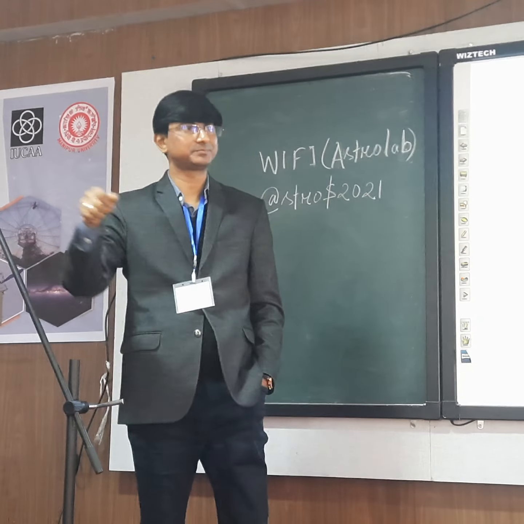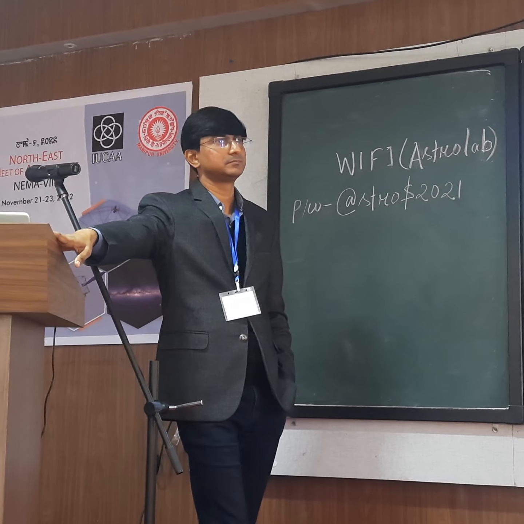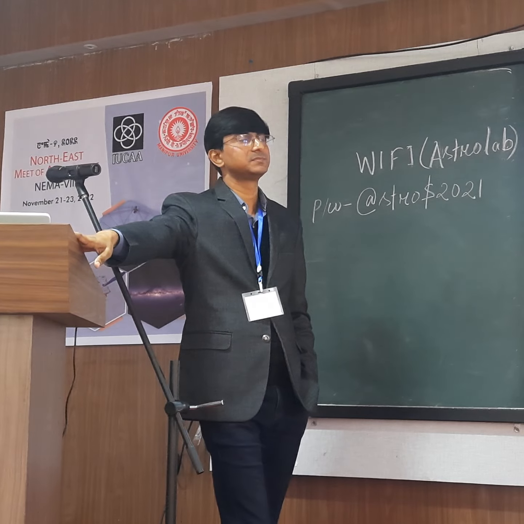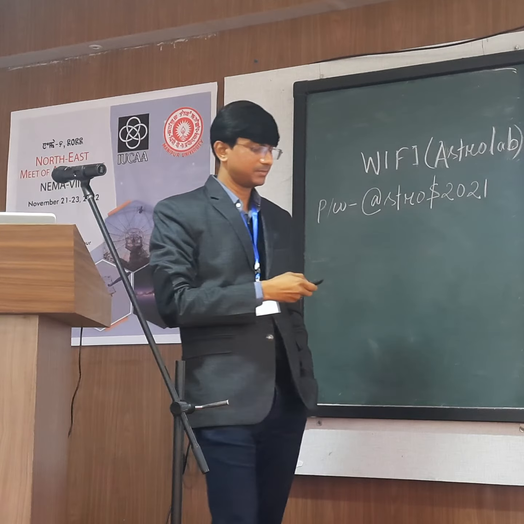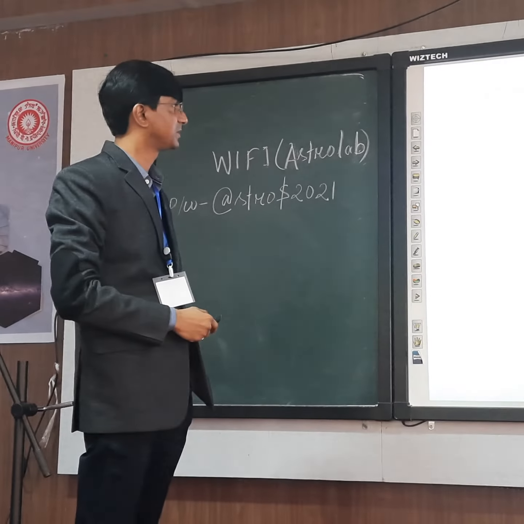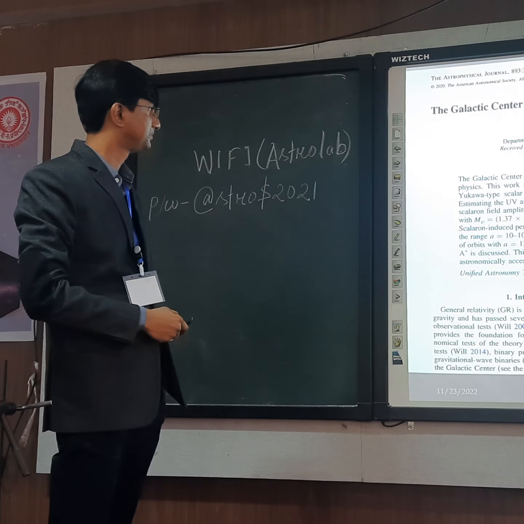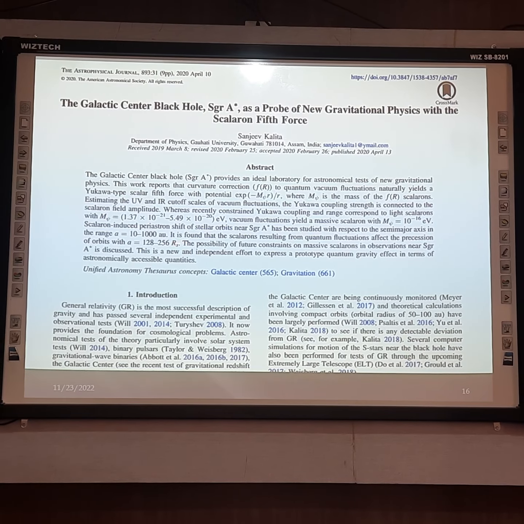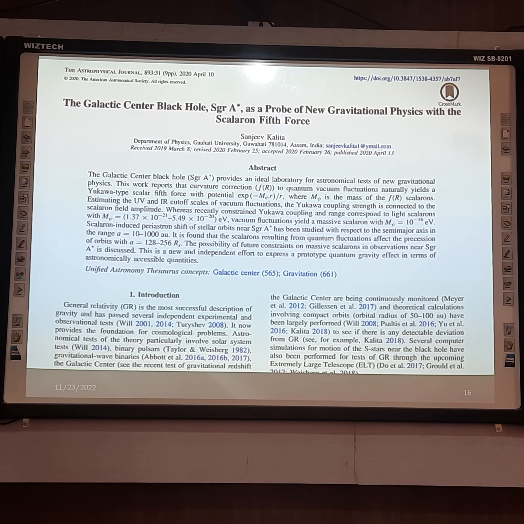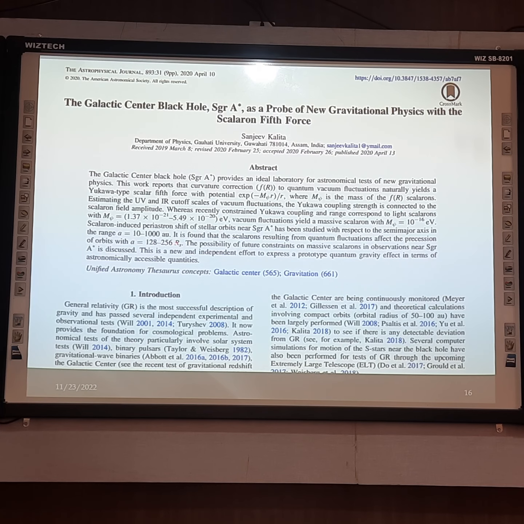What are the extreme scales for which scalaron effects are going to be realizable? Somewhere you have shown the mass of the scalaron is 10 to the minus 20 eV. So it is very small. In that paper I mentioned, possibly in the 2020 paper, but it is variable, not fixed. So I want to know the extreme scales. Not this paper, it is minus 21, this is minus 20. If you see the sentence, it is found that scalarons resulting from quantum fluctuation effect the precession of orbits with a equal to 128 to 256 RS. RS means gravitational radius. This is the scale.